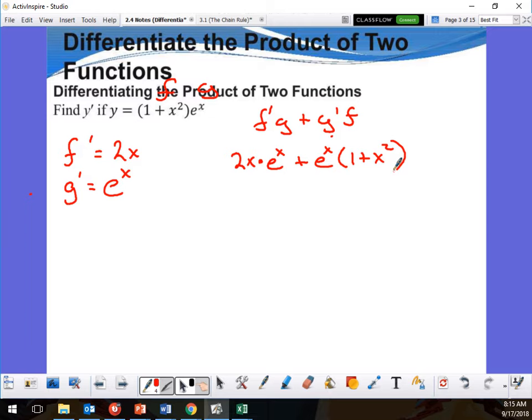Now let's clean up. Do they have a common factor? Yeah, they both have a common factor of e to the x, so I'm going to take that out. I'm left with 2x plus 1 plus x squared. The only thing I would do is rearrange my variables in descending order. So I factored out e to the x from both, and I'm left with that, and that is my y prime.